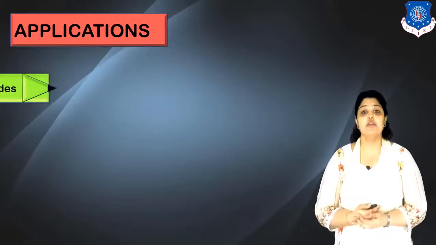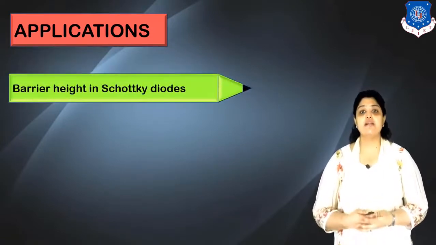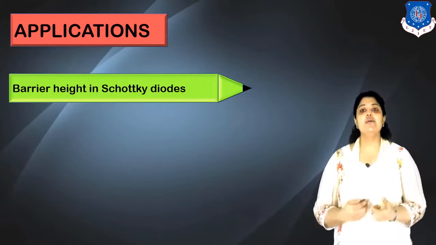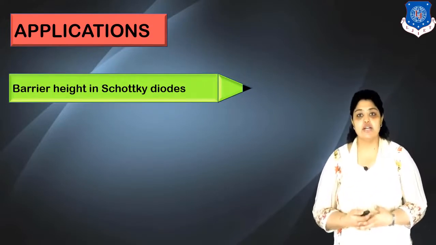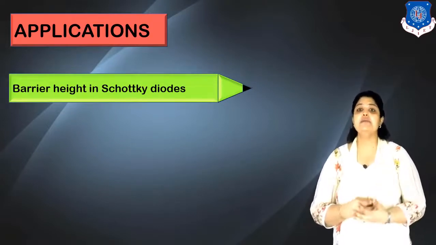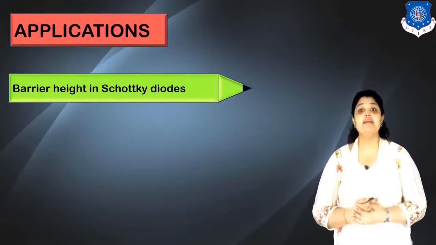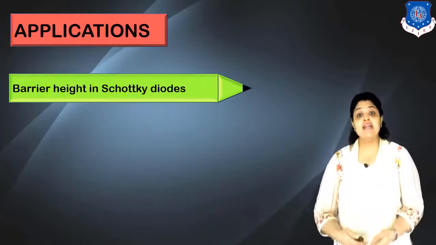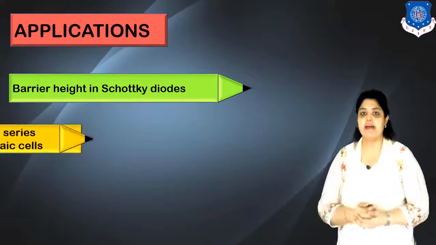Why is this method useful? Starting with the first one, it is used to determine barrier height in Schottky diodes. Schottky diode is an example of a metal semiconductor junction which uses metals and semiconductors both. In this, barrier height is an important parameter because if the barrier height is more, the Schottky diode performance will get reduced. So while designing a Schottky diode, this is an important parameter.